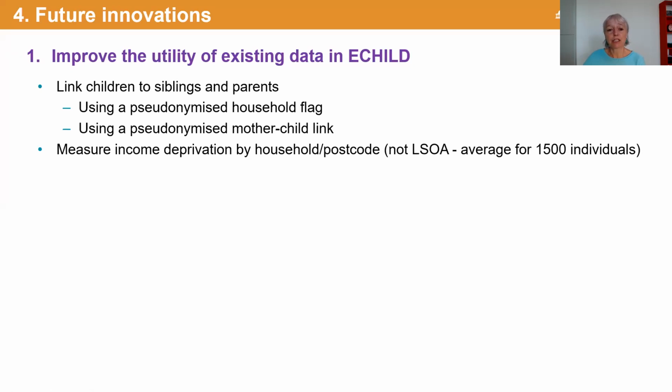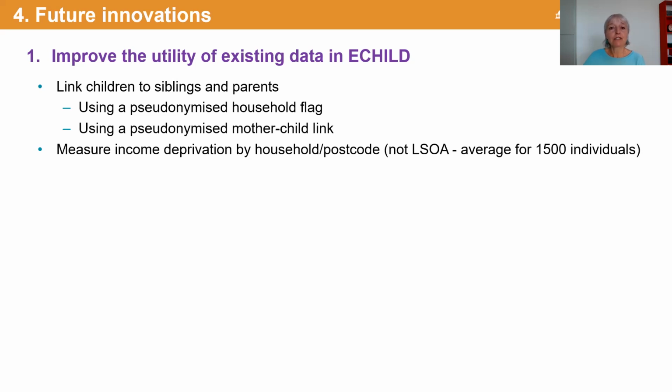Here are two suggestions. First, enable linkage between siblings in EChild to one another, and linkage to one or both parents. Sibling linkage is useful to understand clustering of health and educational needs within the home environment. And this approach is widely used in the Nordic countries to control for clustering of unmeasured shared characteristics. Linkage to one or both parents adds important information on parental health, which is strongly associated with child health and educational outcomes, especially in the early part of childhood.